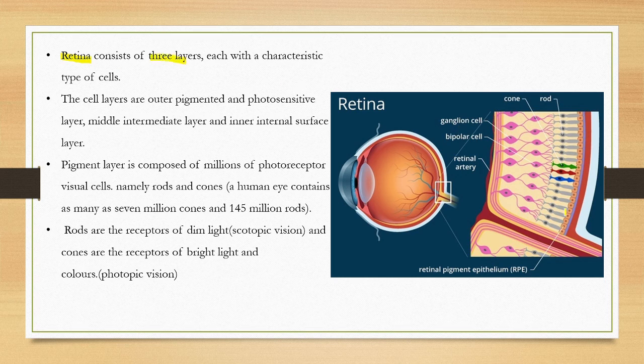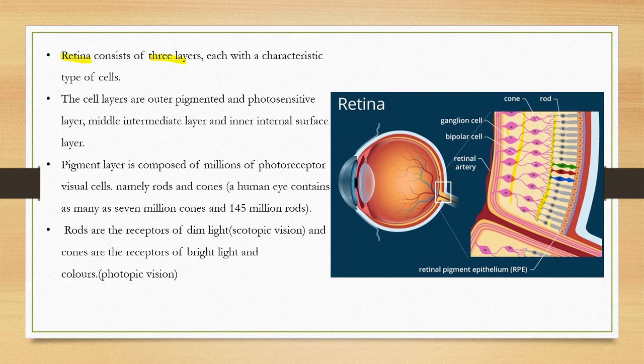So this is the outermost layer. So this is a photosensitive layer, this one up to here. This is the photosensitive layer. And this is the middle layer. And this is the innermost layer. So there are three layers: outer layer, middle layer, and inner layer.